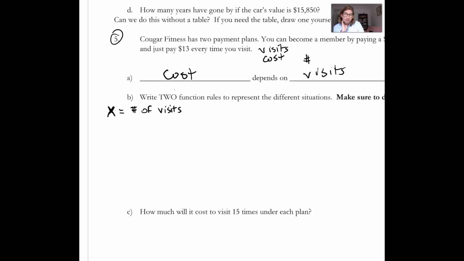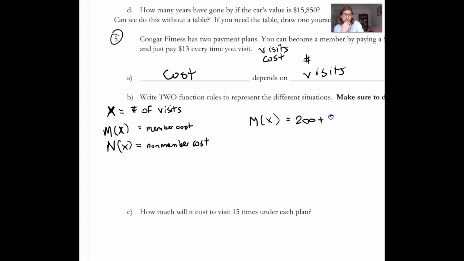Now let's talk about our 2 different things we're calculating. One's going to be members, so let's call one of our rules m of x for members. And then our other plan would be n of x for non-member cost. So let's think about our m of x. Reading the problem, you become a member by paying a $200 fee and then $3 every time you visit. So we have a one-time fee of $200 plus 3 times every time we visit, and we're calling our visits x. So there's our m rule.